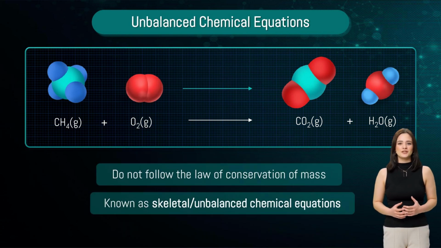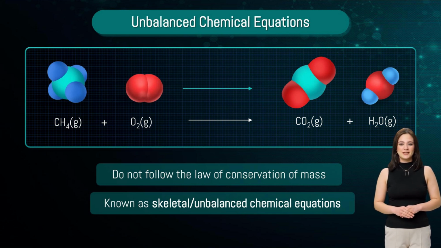Unbalanced chemical equations, like CH4 gas plus O2 gas goes to CO2 gas plus H2O gas, do not adhere to the law of conservation of mass. These are termed skeletal or unbalanced equations, as the number of atoms for each element differs between reactants and products, indicating an incomplete representation of the chemical reaction.